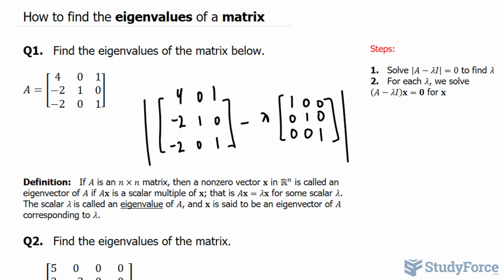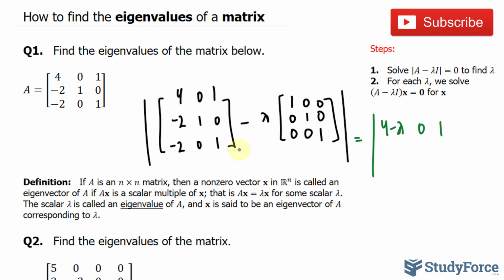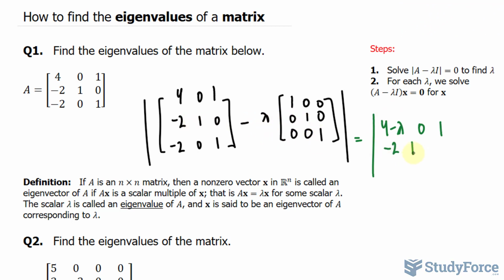So let's go ahead and do step number 1. When it comes to subtracting two matrices, you take each of the elements and subtract them by the other matrix. So 4 minus lambda times 1 is equal to 4 minus lambda. For the next element, I'll take 0 minus lambda times 0, that's 0. 1 minus lambda times 0 is 1. Next row, negative 2 minus lambda times 0 is negative 2. 1 minus lambda times 1 is 1 minus lambda, and 0 minus 0 is 0. Negative 2 minus lambda times 0 is negative 2. 0 minus lambda times 0 is 0. And 1 minus lambda times 1 is 1 minus lambda. I'll make some more room.